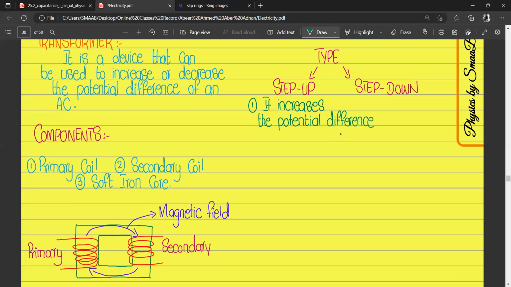It increases the potential difference of our source. It means that there is a 10 volt value in input, and that will be increased to 12, 13 or 15 volt. So that is the purpose of a step up transformer, to increase the input voltage or input power, right? How is it possible? That is the function of the transformer.